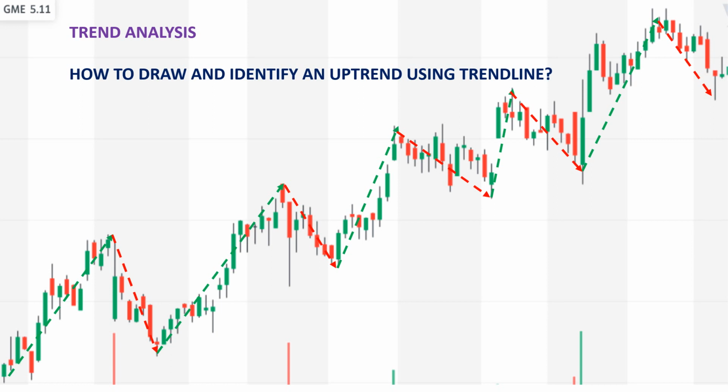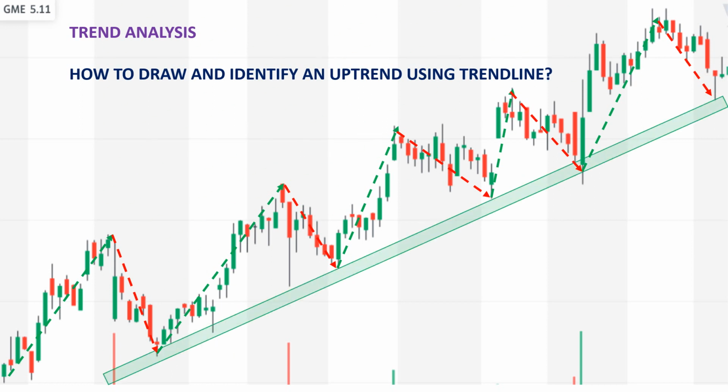An uptrend indicates that buyers are dominating the market, resulting in uptrend momentum. To draw the trend line for an uptrend, we simply connect all the troughs that lie on a straight line, just like this. This line is called the dynamic trend line, which acts here as a support area.